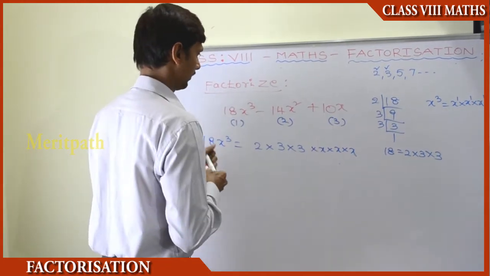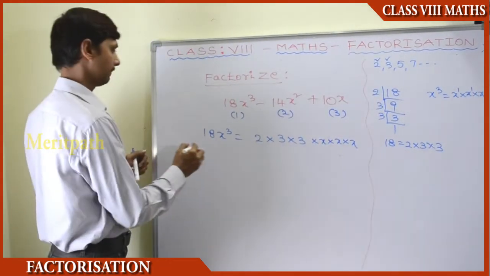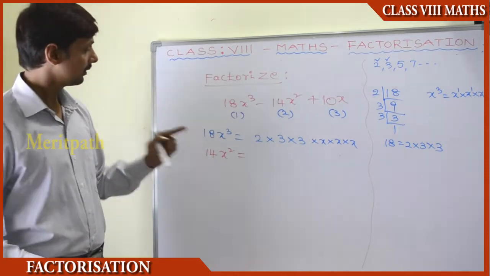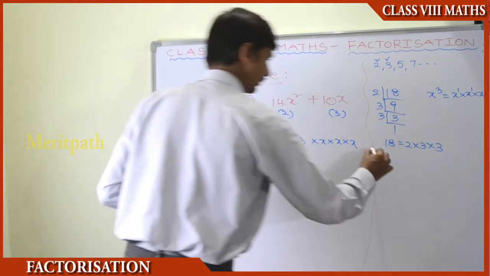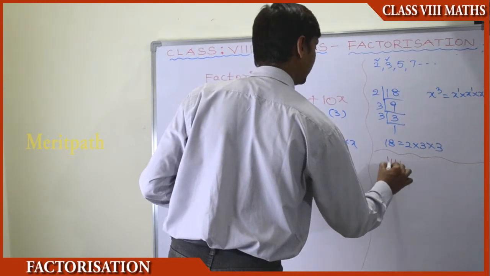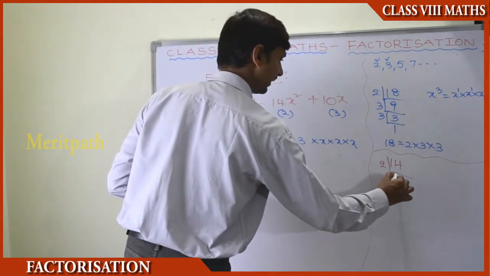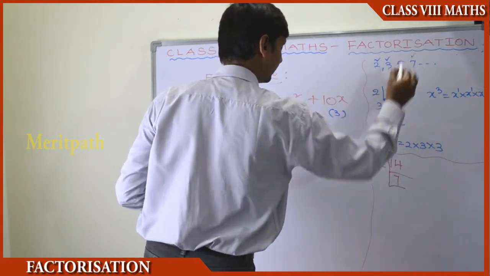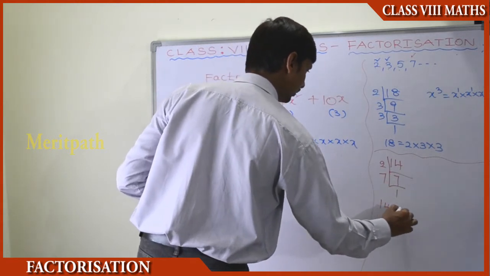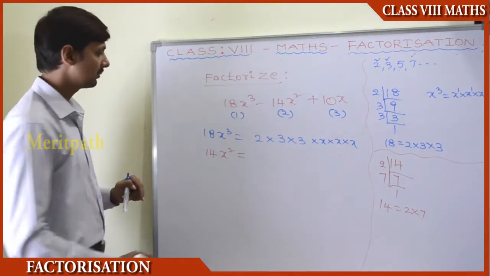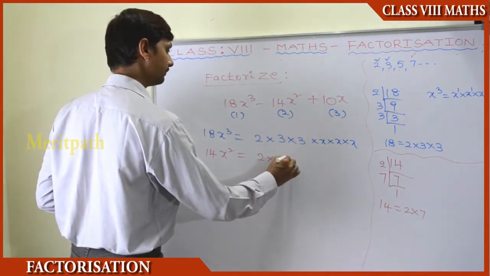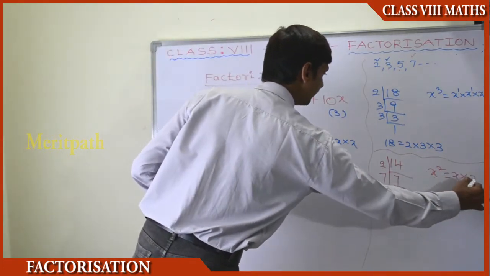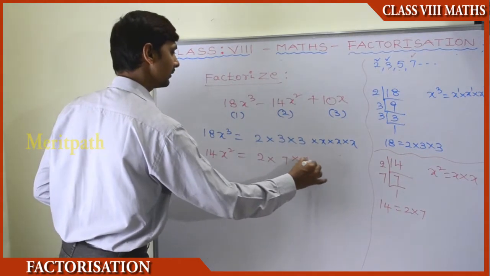Next, the second term is 14x square. Let's write the 14x square, and then we need to factorize 14. We need to take the prime factors of 14. The first prime number is 2, and 7 times. There is no prime factor other than 2, 3, 5, so let's take 7 directly, 1 time. So 14 is equal to 2 into 7. So we got the prime factors of 14 as 2 into 7. Then x square can be written as x into x, as we have discussed earlier. So that is x into x.